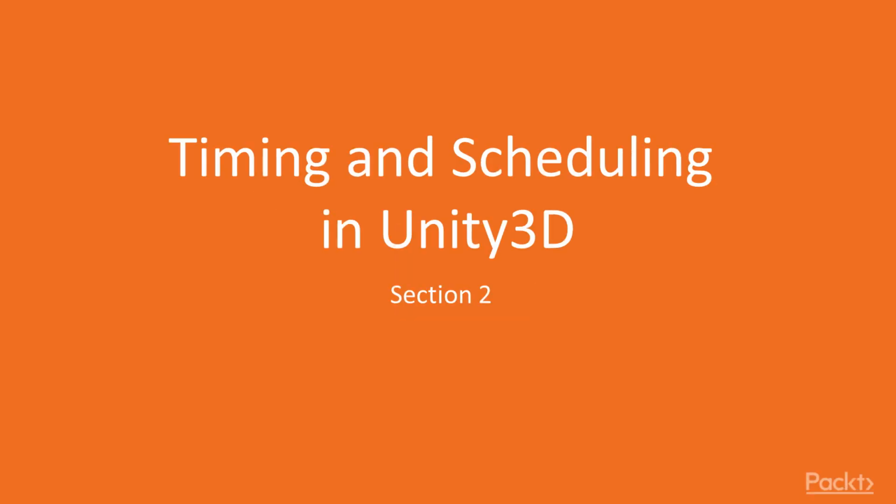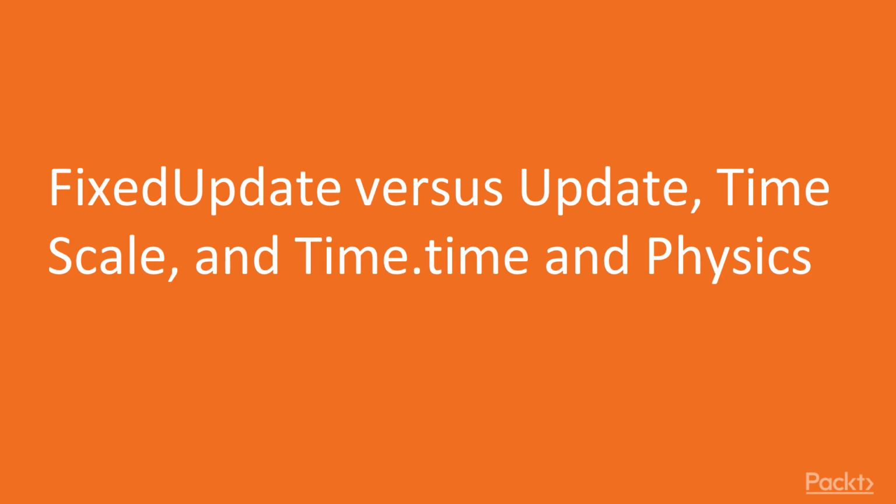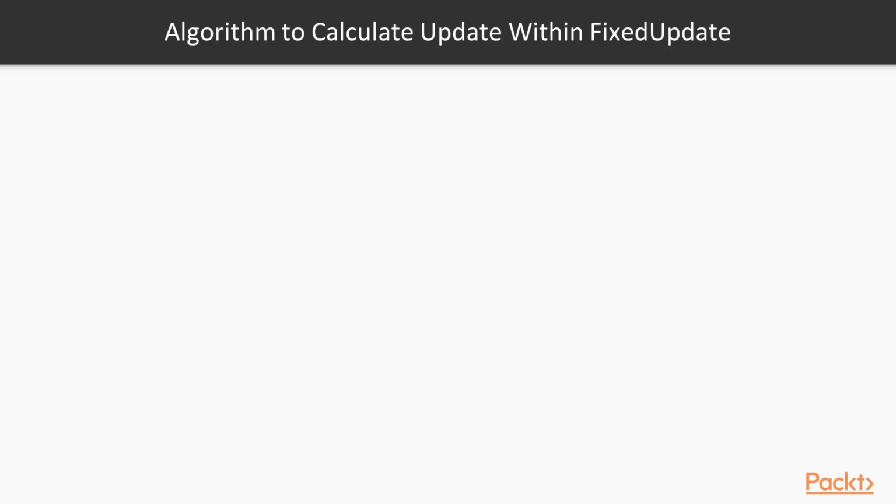Section 2. Timing and Scheduling in Unity 3D. Fixed update versus update. Timescale and Time.time. And physics. Everything in Unity is metered out on the fixed update. Update happens in between fixed updates. To do this, the algorithm is as follows.